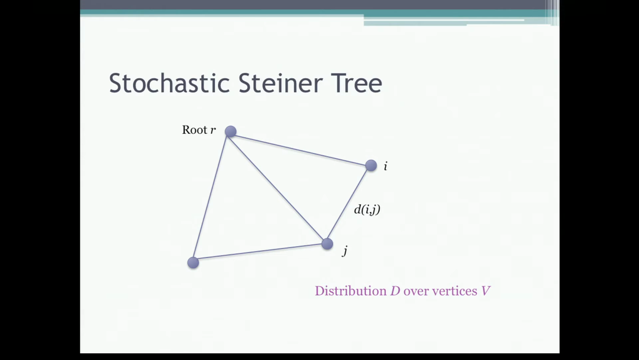So what is the Steiner tree problem? A Steiner tree problem tells you there's a subset of vertices, and you want to connect those vertices as cheaply as possible to this root R. So you want to construct a tree that connects that subset of vertices to R as cheaply as possible. That's the Steiner tree problem. In the stochastic Steiner tree problem, you don't know what vertices will get realized. What you know is there's some distribution D over vertices, and you get samples from D in an online fashion, and you want to connect those vertices to R.